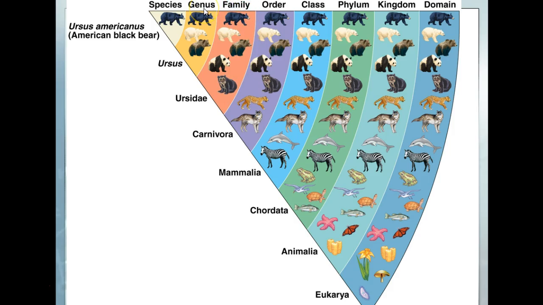Then we get to genus, which is even more specific, and we're going to cut out these more marsupial-like bears, and get into Ursus, which are basically the North American bears. Once we go to genus, then we're going to go to the specific species, in this case black bear. Ursus americanus is American black bear. Notice that a scientific name is made up of the genus, which is Ursus, and the species name, which is americanus, so Ursus americanus.